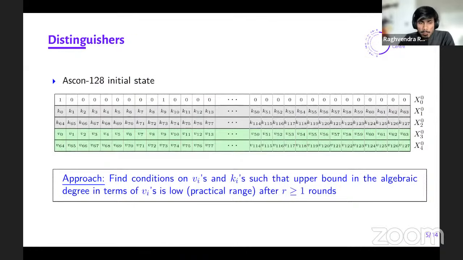Now let's see how we came up with these distinguishers. So the idea here is to find some conditions on the nonce bits VI and key bits, so that when we compute the algebraic degree in terms of VI, it is very low.